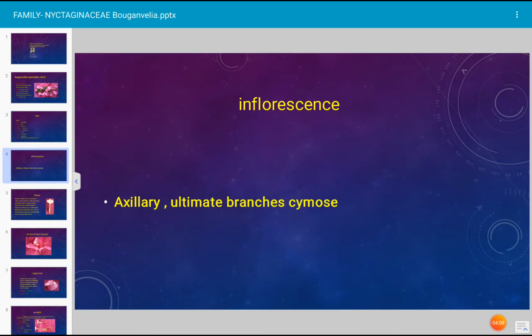Inflorescence, the flowering shoot of the plant. How is the inflorescence? It is axillary, with ultimate branches of cymose type. The inflorescence consists of large colorful bracts which surround 3 flowers, with 1 bract per flower. And what is a bract? The bract is modified, because generally bracts are very small in size, but in this case the bracts are very large, colorful, like a petal.